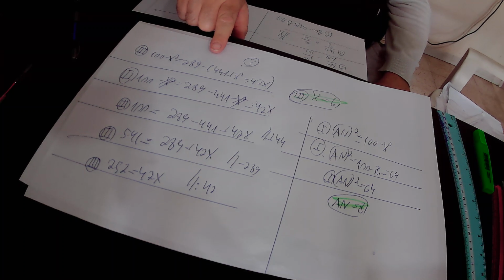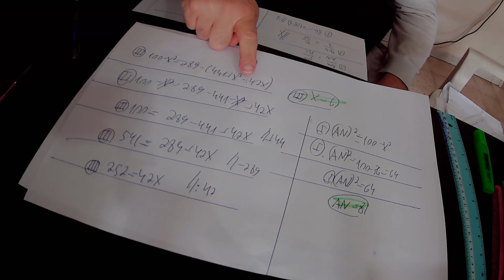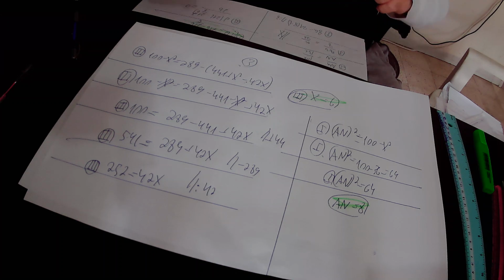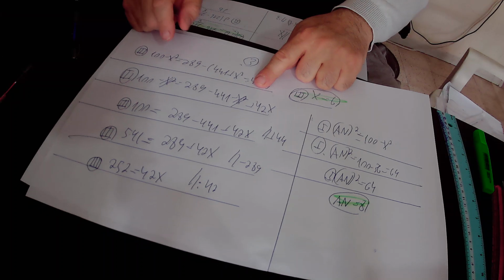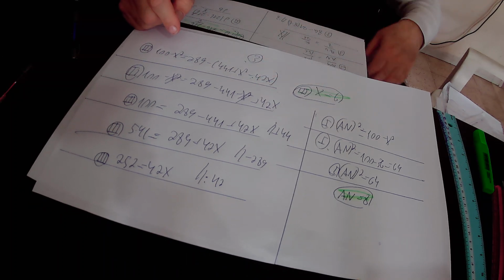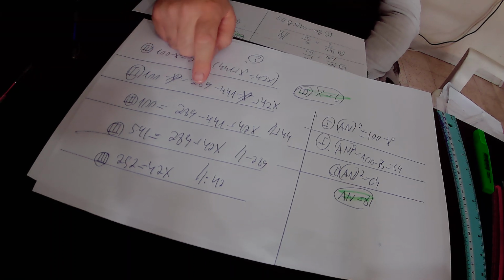In the next step, we open the brackets of this expression, and we find that 100 minus x squared equals 289 minus 441 minus x squared plus 42x. So here we have x squared on both sides of the equation, so x squared will get cancelled. After we cancel x squared, on this side of the equation we are left with 100. On the other side of the equation we have 289 minus 441 plus 42x.